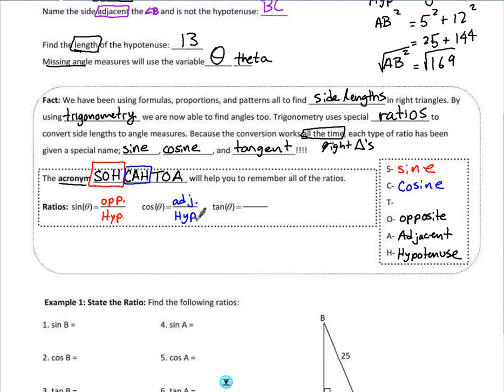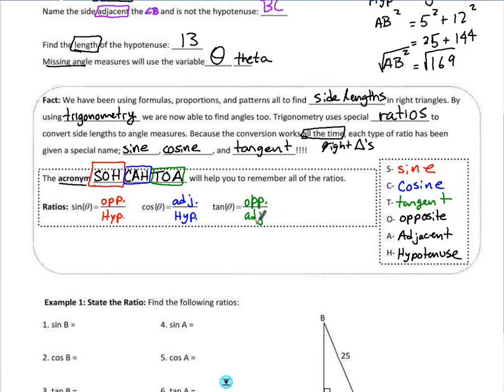Last but not least, we have TOA, which stands for tangent, which is going to have a ratio of opposite side over adjacent side. And that makes up our third ratio.